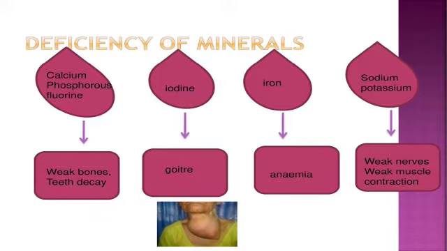Now you will learn about deficiency of minerals, that is, less of minerals in our body. Less calcium, phosphorus and fluorine leads to weak bones and tooth decay. Deficiency of iodine causes goiter. Can you see in this picture, children? The glands in the neck appear swollen. This disease is called goiter.